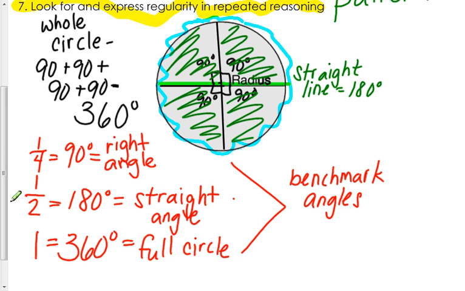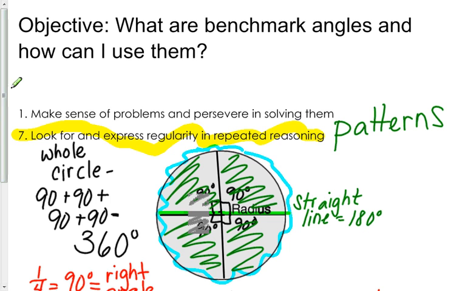Now we're going to use these ideas tomorrow when we're creating our own circles so we can manipulate our benchmark angles. So do your best, take your notes, and make sure on your summary that you're telling me step by step what we did, and answer that objective in your summary. So for instance, what are benchmark angles and how can I use them?